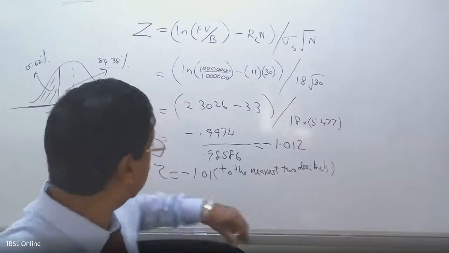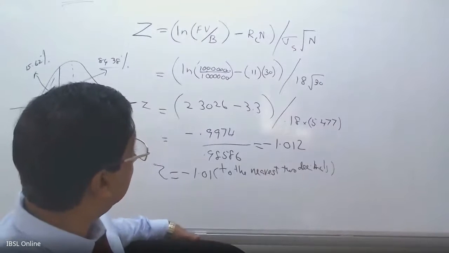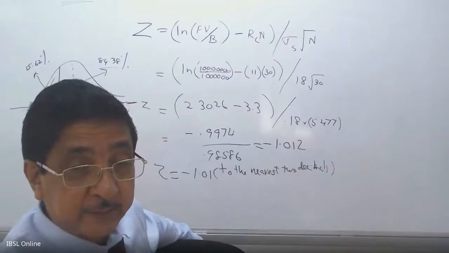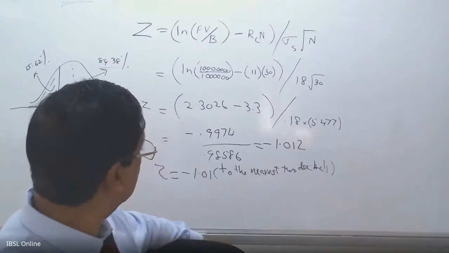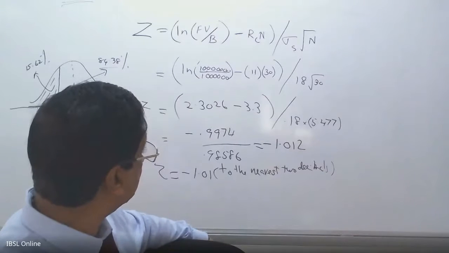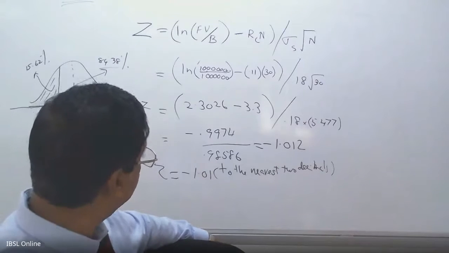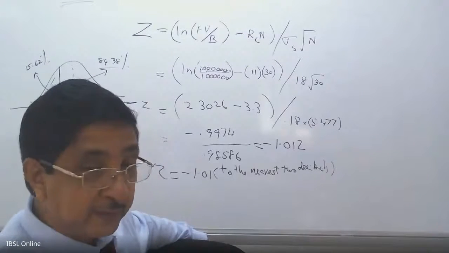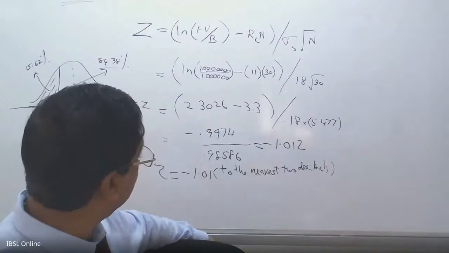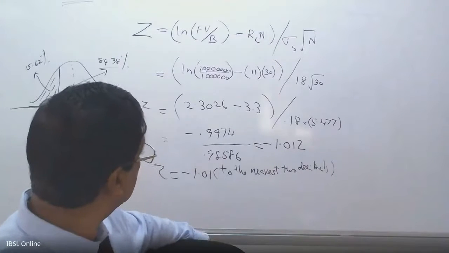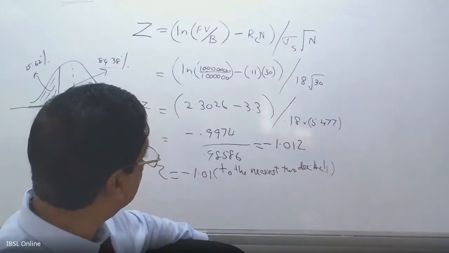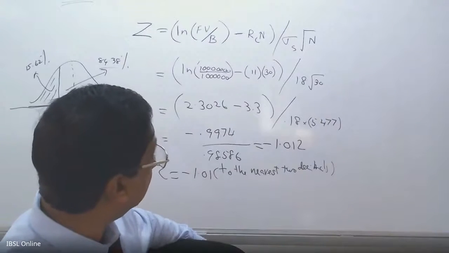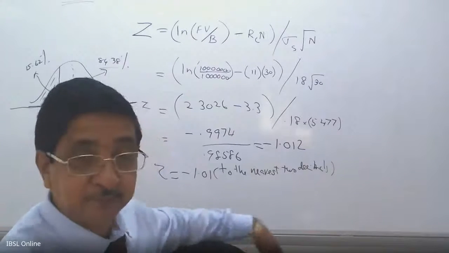Log 10 minus 0.11 into 30 is 3.3. Now it really comes to the numerator: 2.3026 minus 3.3, that comes to minus 0.9974. And in the denominator you have 0.18 into the square root of 30.